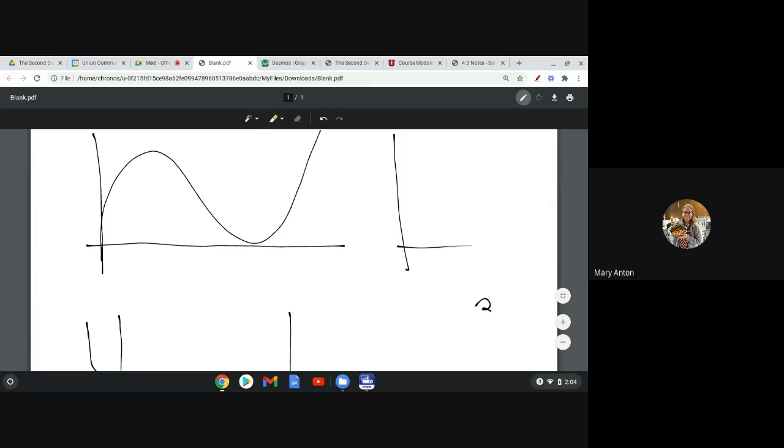Sketch a derivative graph. When is our derivative 0? When is the slope 0? Right. At this point and at 2. So that means our derivative graph is going to look something like this. Do you agree? It'll look like a parabola. This is 0.75 and this is at 2.